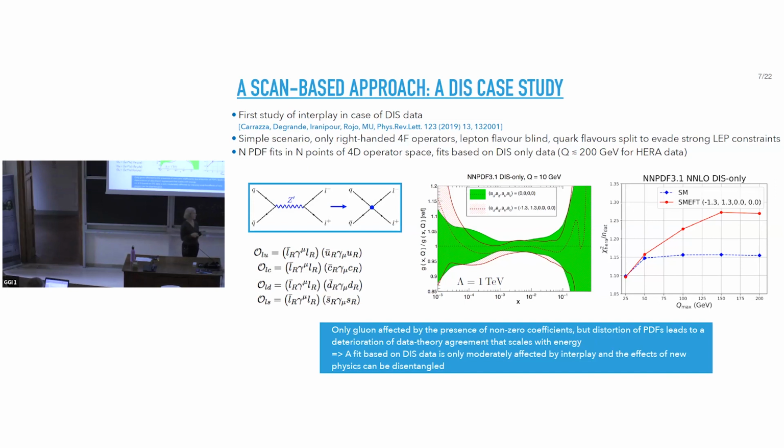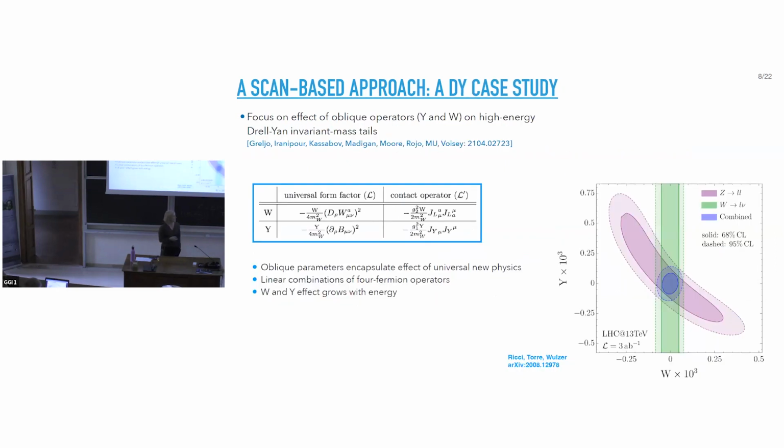So this was a sign that, at least in the scenario that we considered, the DIS data are quite safe, because a non-zero Wilson coefficient would introduce some deviation, but this would be spotted in a PDF fit, because you would notice that the agreement deteriorates and scales with the energy, which is the effect that we see from operators that grow with the energy, okay? This is good news, because we don't want anything that messes up the DIS data.